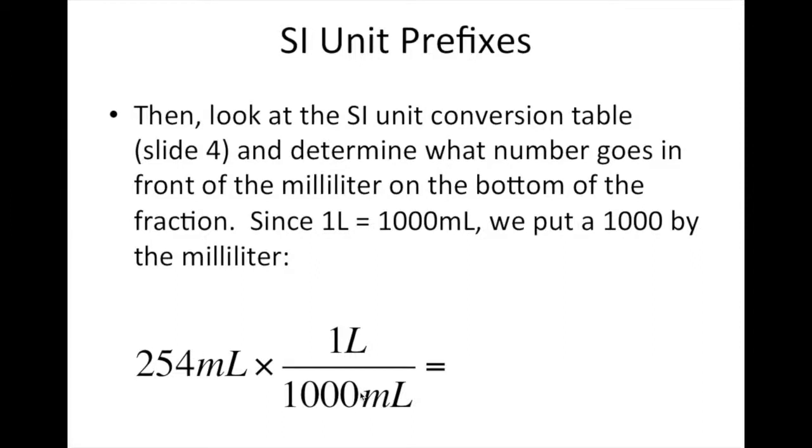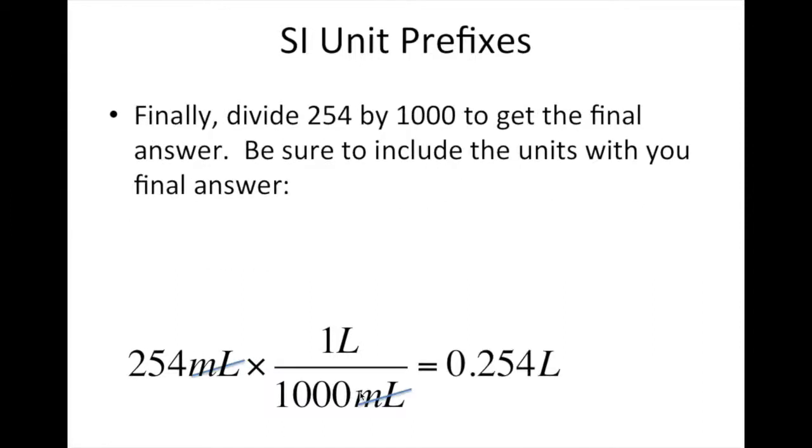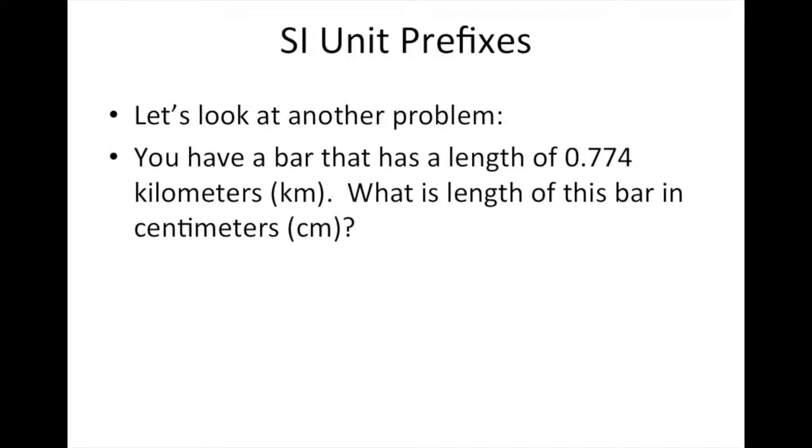So now I have that. I can perform my math. The units of milliliters will cancel out. I'll end up with liters, which is what I want. So I'm basically dividing 254 by 1,000. My final answer would be 2.54 liters. Let's look at one other problem, and let's apply that same approach to this problem.